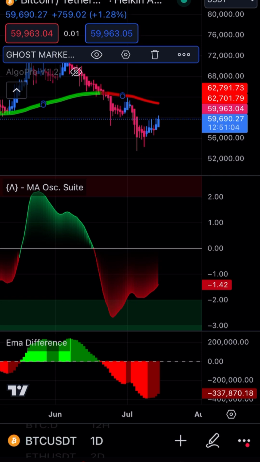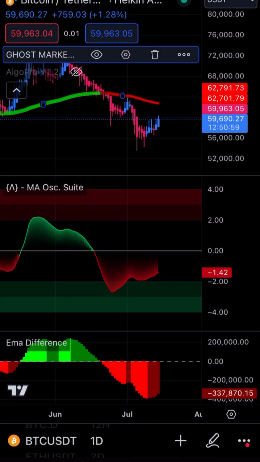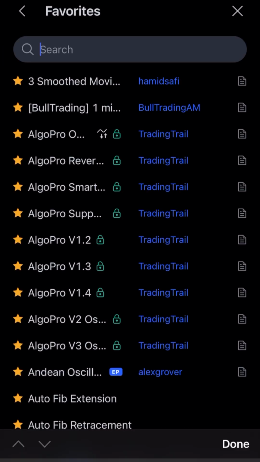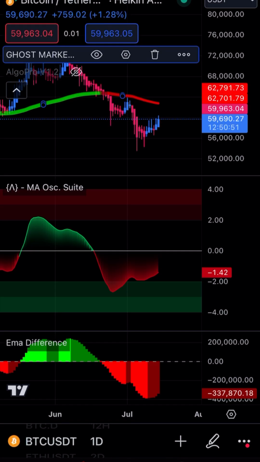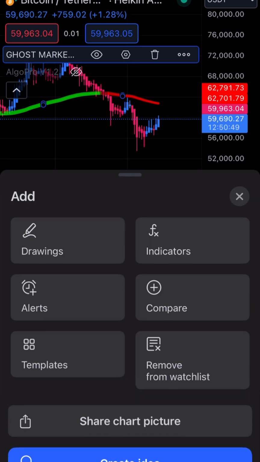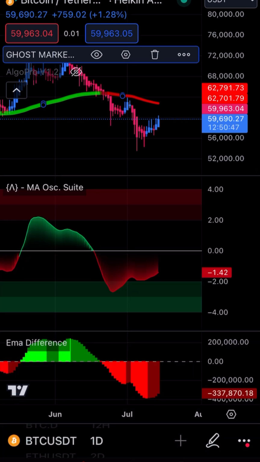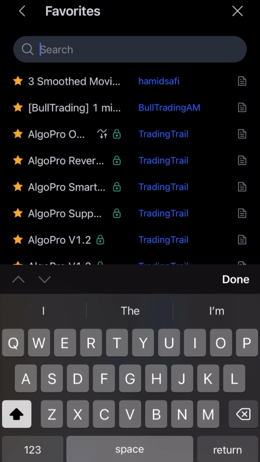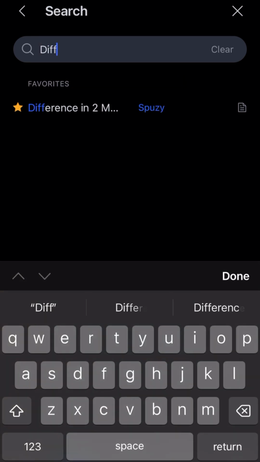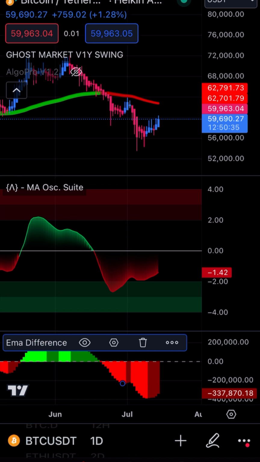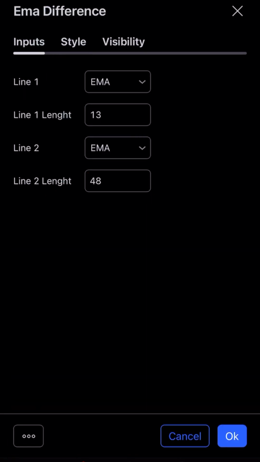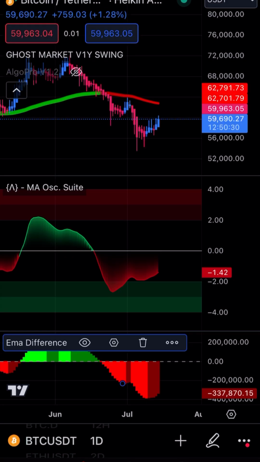The next one you're going to need is the regularized moving average. Just select that one. And then you want to get the difference of two moving averages, and you're going to input the settings of 13 and 48. You go here in your settings and change it to 13 and 48. Those are the settings to set the strategy up.